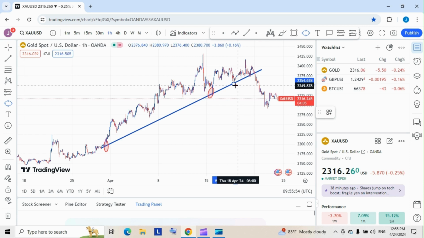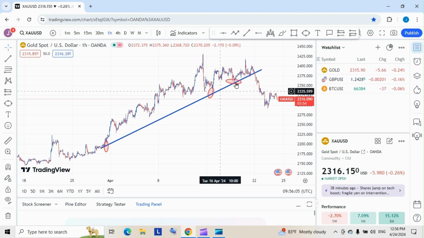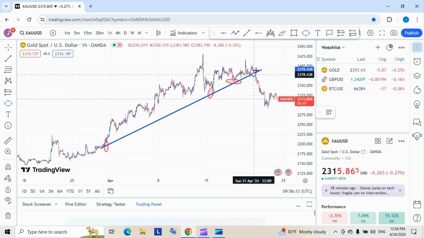If you had drawn this trend line days back, you would be making money. So you see we have one, two, three, and this is a break of the trend line. This is where the trend line was broken. The more the trend line is formed, the less reliable it's going to become.